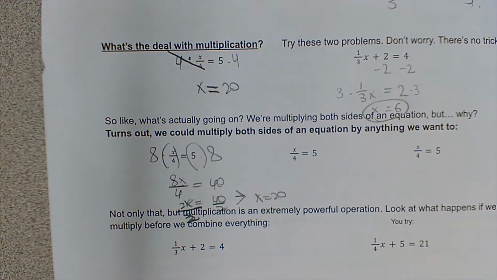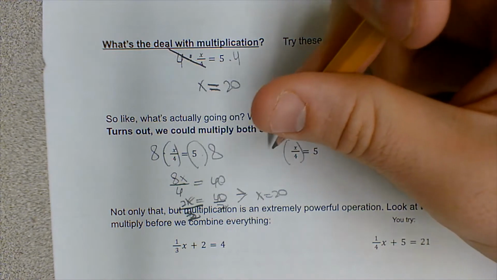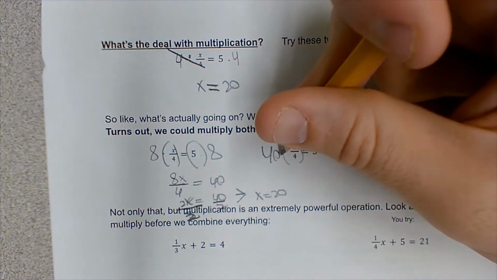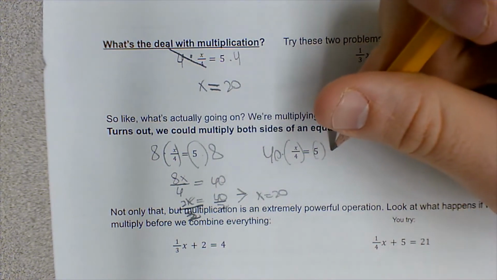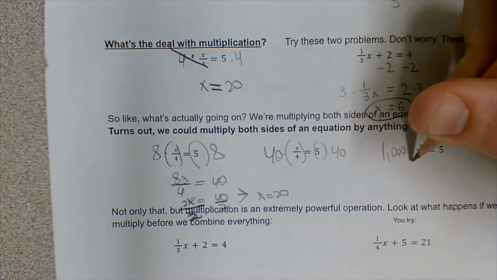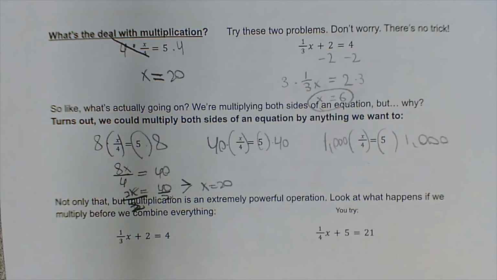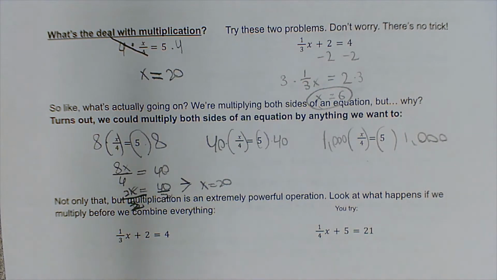Ultimately, we can multiply by whatever we want. I can do, let's say, 40 here on both sides, and let's say 1,000 here. Nothing can stop me from multiplying by whatever I want on both sides. The problem is, what's the point? Your ultimate goal is to get rid of the fraction.